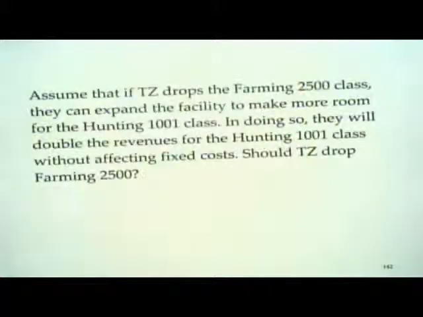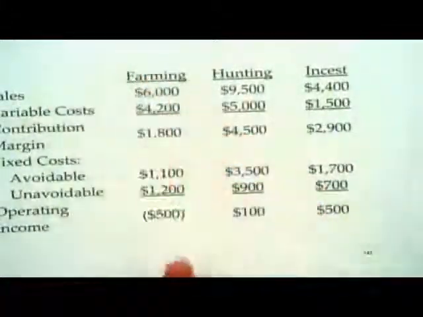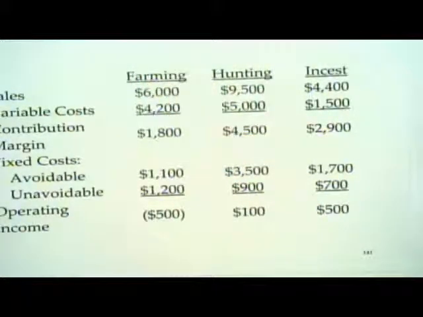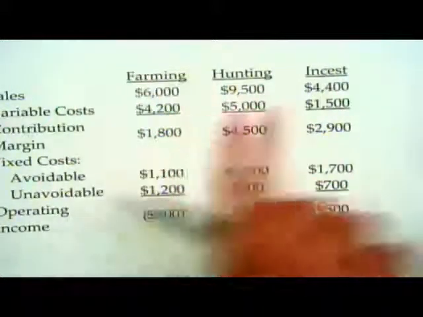So it says here, if we keep on reading, assume that if Tutoring Zone drops the farming class, they can expand the hunting class. They can expand the facility to make more room for hunting. In doing so, they will double the revenues for hunting, right, without affecting the fixed cost, should they drop farming. Well, let's make sure we understand the 2 different varieties of questions you might be asked, okay? Variety number 1 is just going to be, should we ditch farming or not, period. Variety number 2 would be, should we ditch farming or not if we can expand one of these other ones.